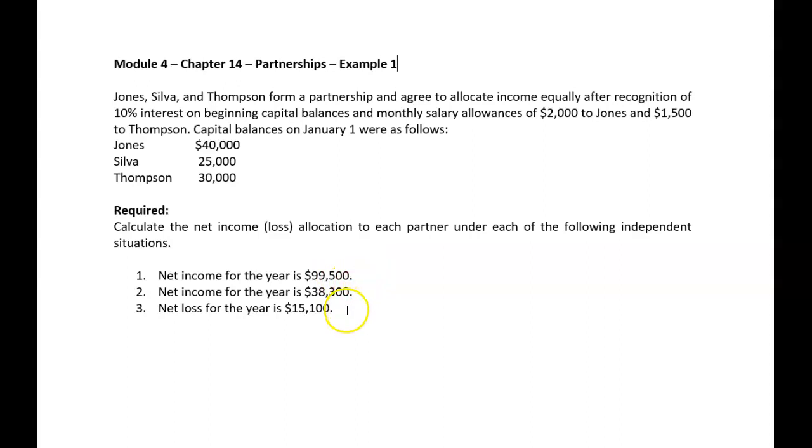Right, so we'll look at three different scenarios. In the first one, everything's good. They'll be able to cover all of the items in those allocations with the amount of income they have. In the second and third ones, we're going to be short, and so we'll see how those work out.